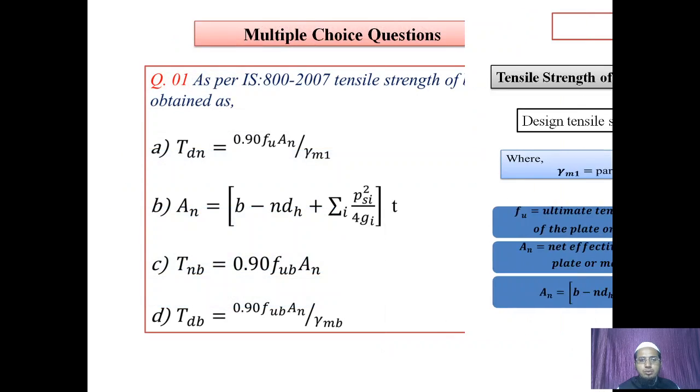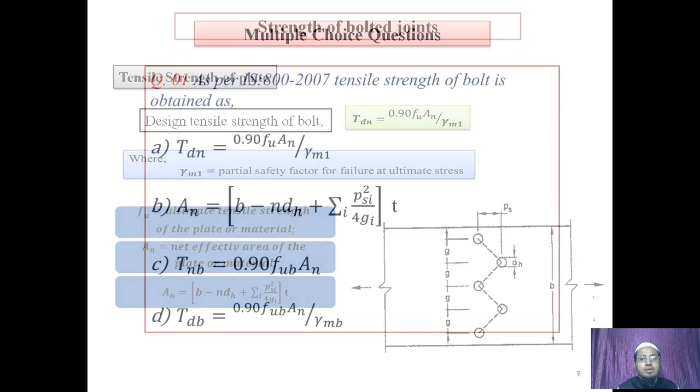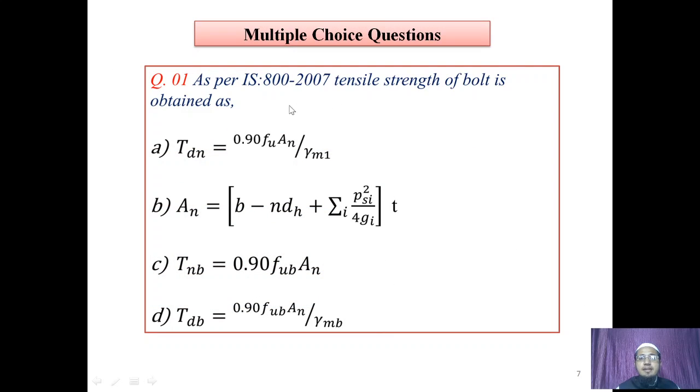So based on these two strengths, let's have a short quiz or a question which may be asked in your competitive examinations. The question is, as per IS 800 2007, tensile strength of bolt is obtained as, and your options are: A, Tdn equals 0.9 into Fu into An divided by gamma M1. Option B is An equals, under square bracket, B minus n into dh plus summation of p square by 4gi, bracket into t.